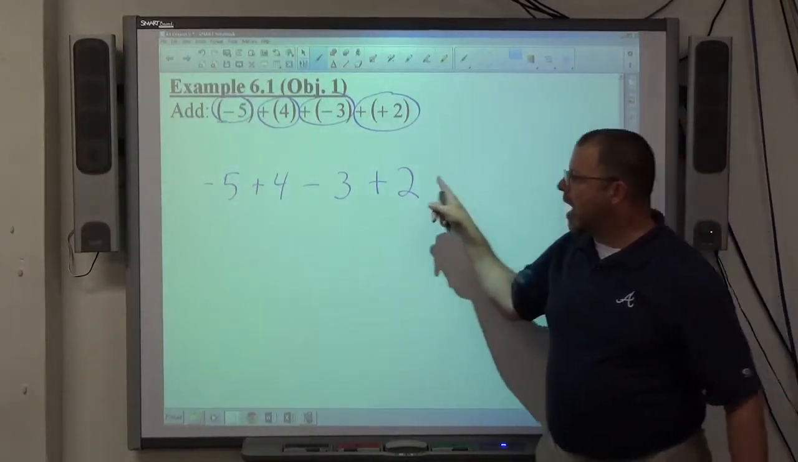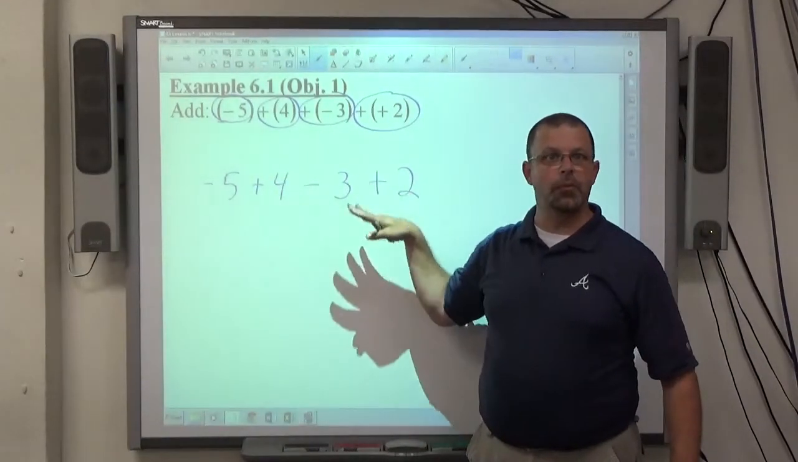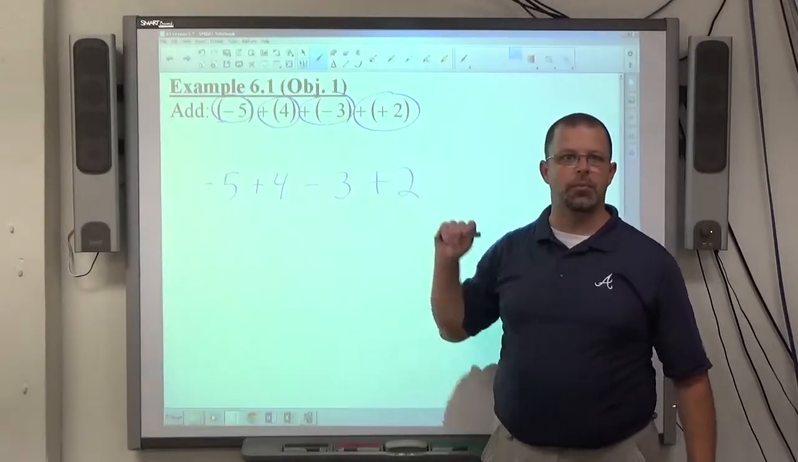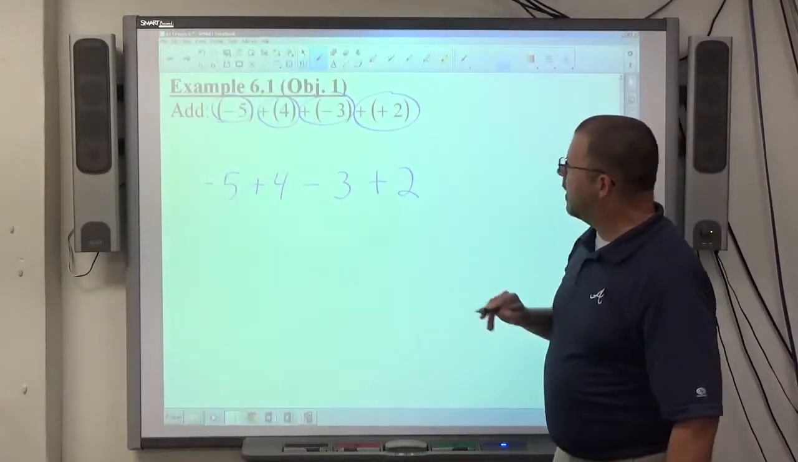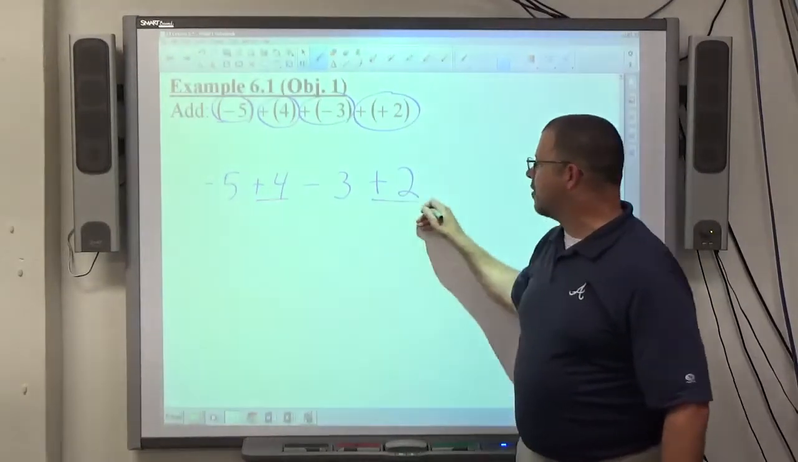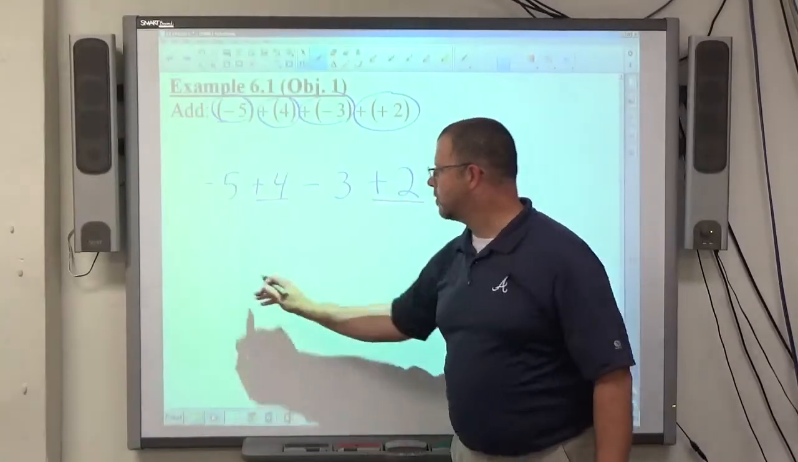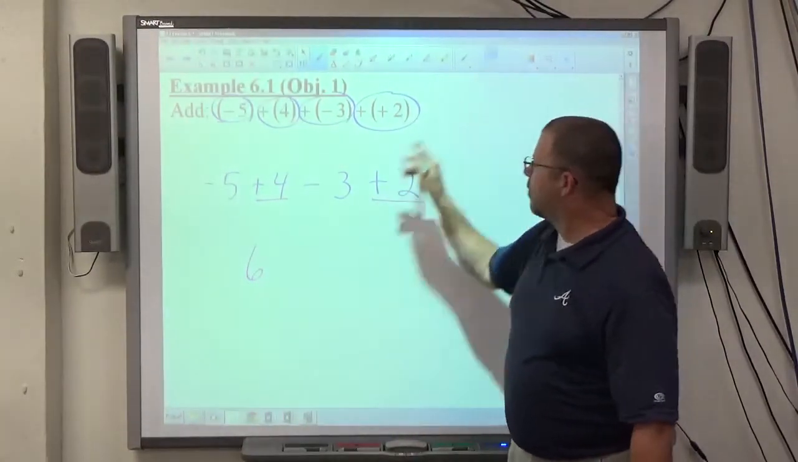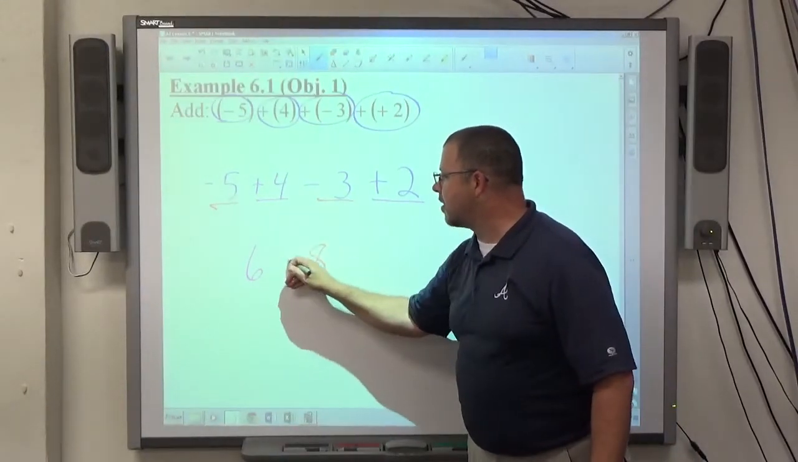Okay, I want every addition or subtraction problem on your paper to look like this when you're ready to evaluate it. I don't want parentheses, because parentheses get in the way and cause people to mess up. Once you've done that, what's left is any positive number adds to any other positive number. So 4 and 2 make 6. Any negative number adds to all the other negative numbers, which makes 8. And the negative sum is negative.